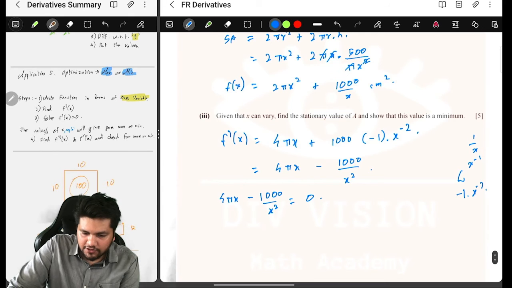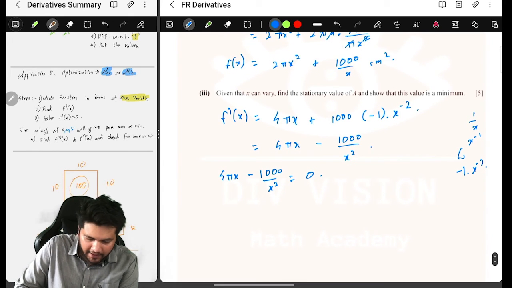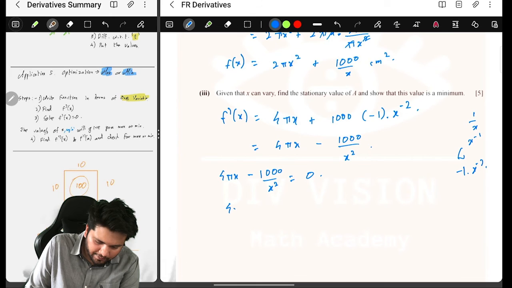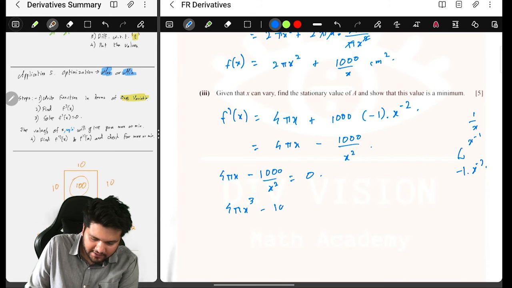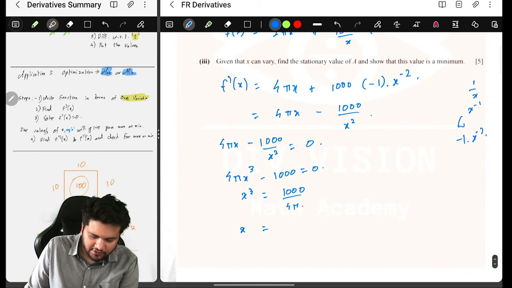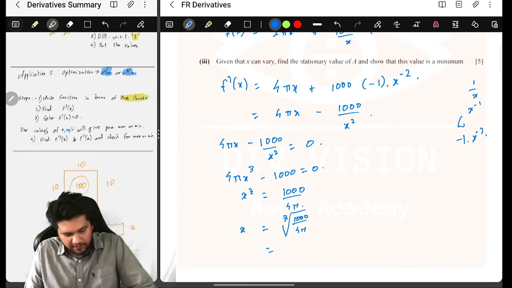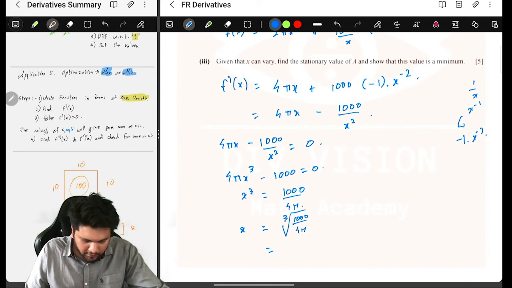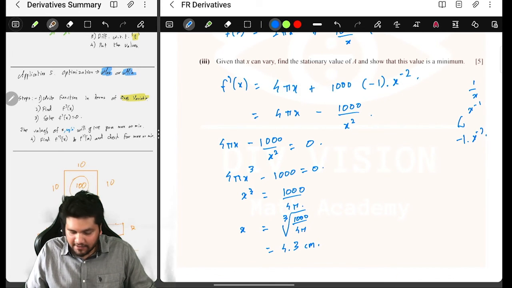Now we are just going to multiply everything by x square. So it's going to be 4 pi x cube minus 1000 is equal to 0. So I'll get x cube is equal to 1000 by 4 pi, and finally I'll take the cube root of this thing. So it's going to be the cube root of 1000 by 4 pi, which is nothing but, using a calculator, 4.3 centimeter. So that's the value you will get.